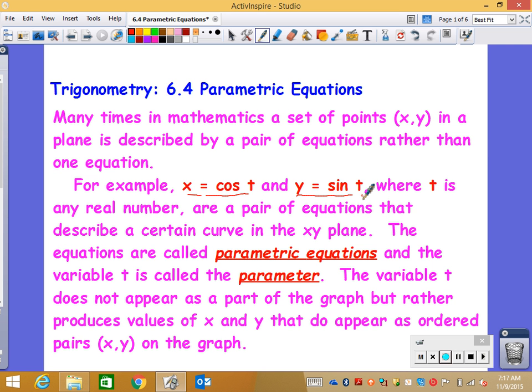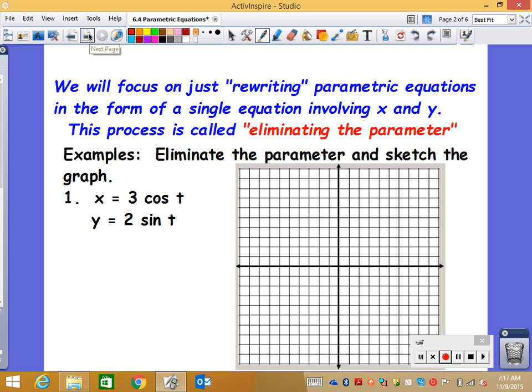In this particular case, t within cosine and sine would have to be in radians, because it's a real number that we plug into a trig function, so a radian. So x equals cosine t, y equals sine t are the parametric equations, and t is the parameter. What we're going to be doing is rewriting these parametric equations, and when we do that, we call that eliminating the parameter. So we're going to eliminate the parameter and then graph it.